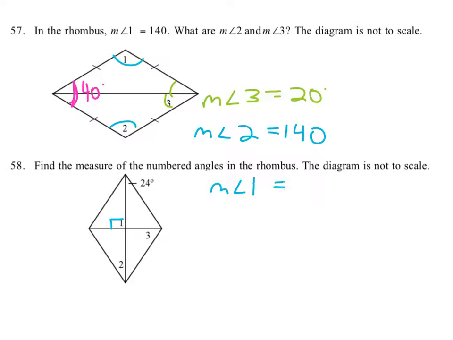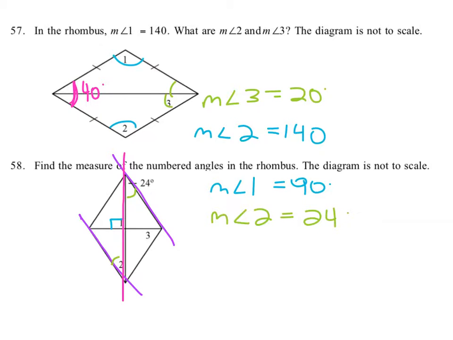So, measure of angle 1, 90 degrees, because in a rhombus, the diagonals always meet at right angles. And if we have parallel lines here, then you can imagine that this is a transversal cutting those parallel lines, and therefore alternate interior angles are congruent. So if that's 24, then the measure of angle 2 is also 24.